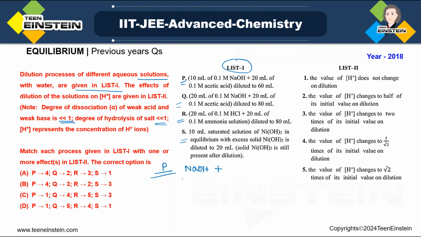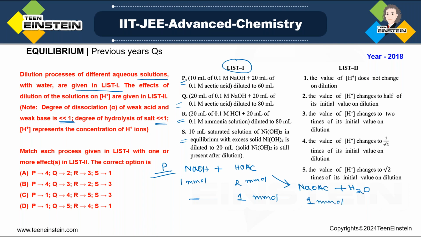So NaOH, 10 into 0.1, that means it will be 1 millimole. There is also acetic acid, HOAc, 20 ml, 0.1, that means it is 2 millimole. So it will produce NaOAc, which is the salt of this weak acid and strong base, and water. When the reaction is complete, the NaOH will be completely consumed. The remaining amount of acetic acid is 1 millimole, because 2 minus 1, and the salt is also 1 millimole.